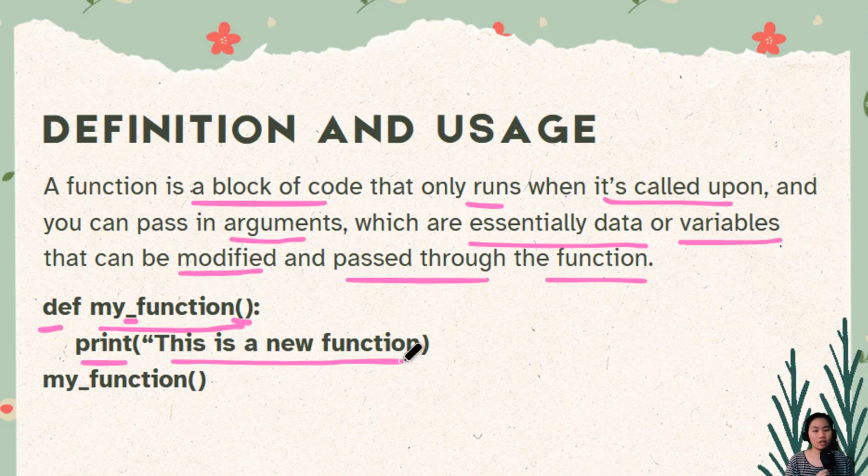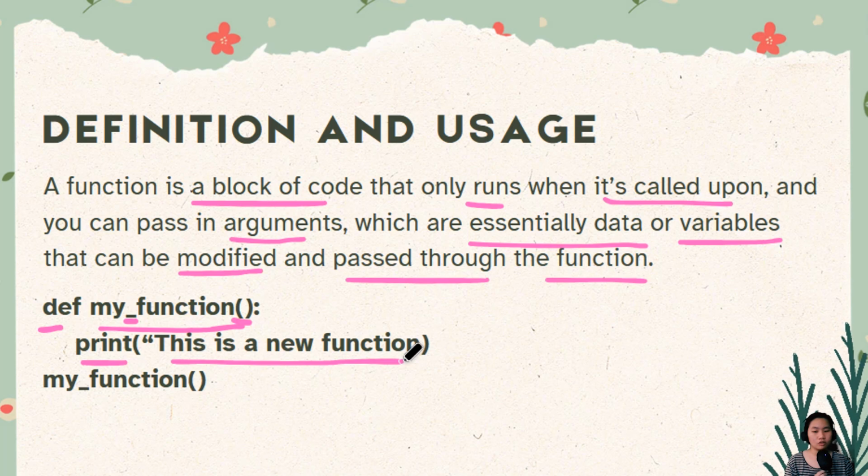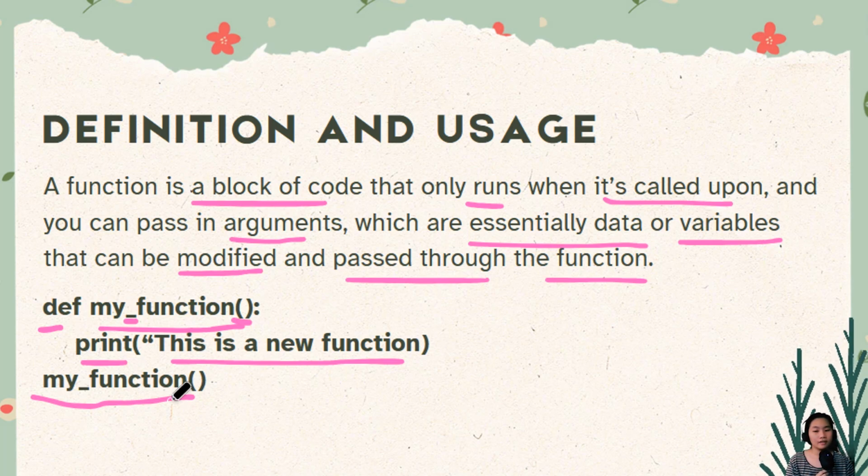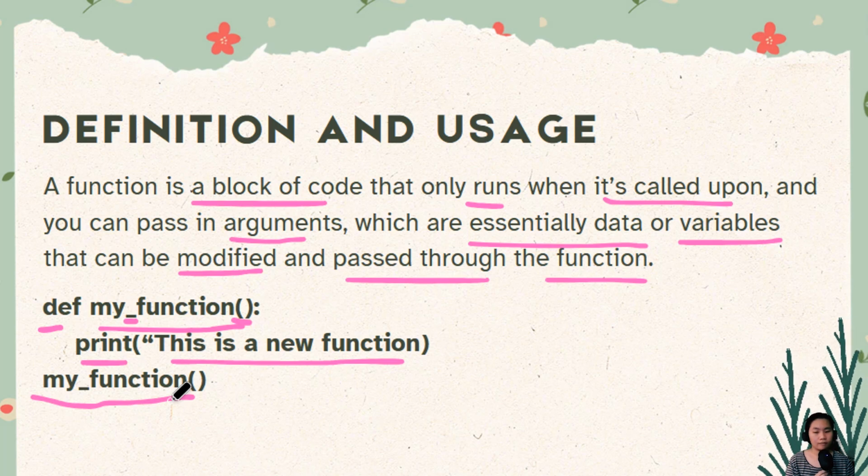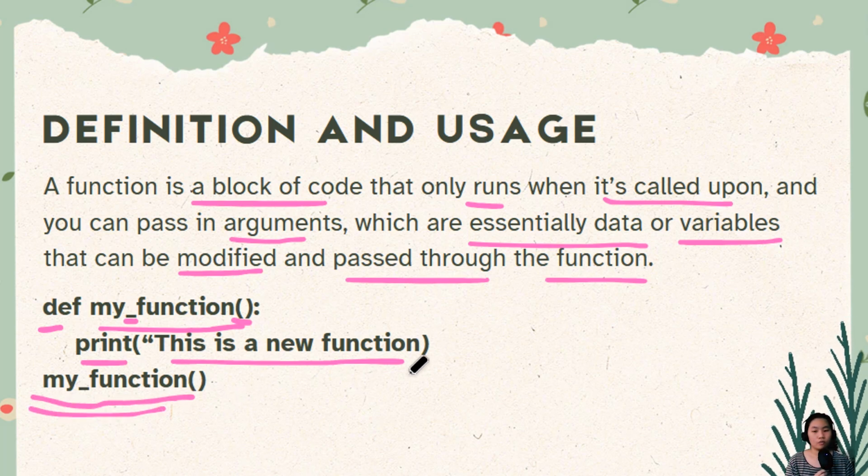And if you just stop here, that's a good function right there. Like it's complete, nothing's missing, but it will not run. What you need to do is you need to call upon the function one more time. So you have my_function, basically rewriting the name, and that's how you would call a function. And only once you've written this does the function start running.